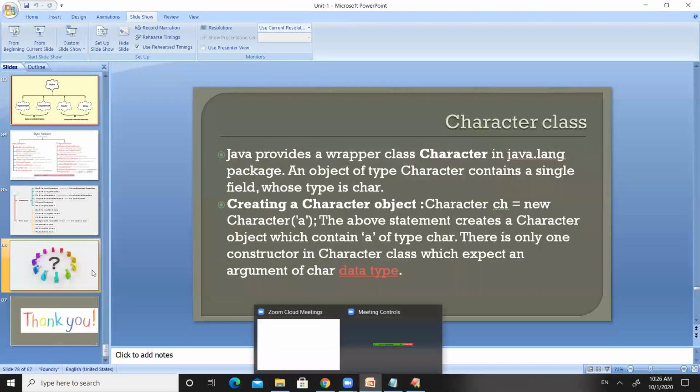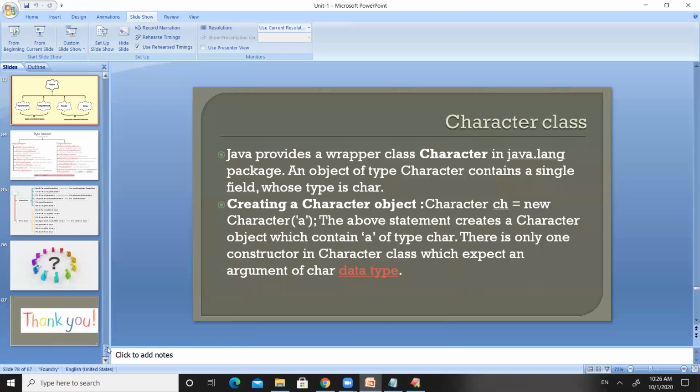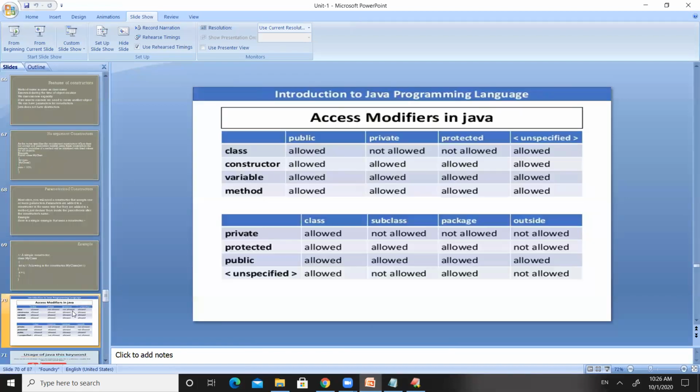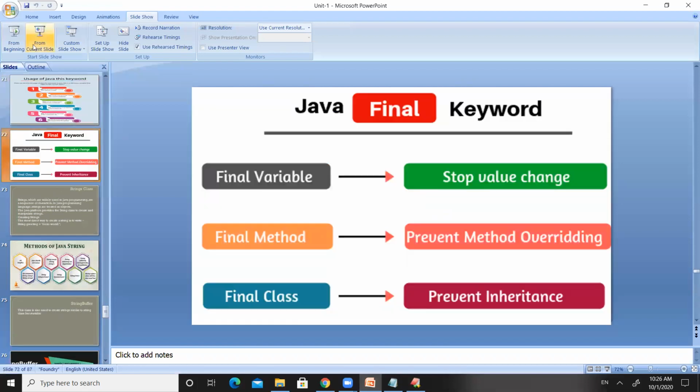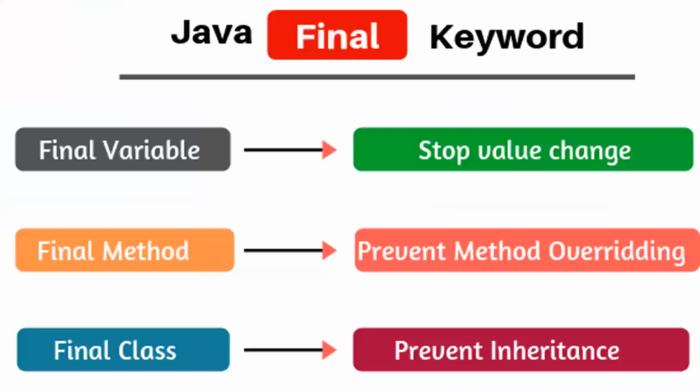So let us see the next keyword in Java, and one more important keyword in Java, that is the final keyword. We can use this final keyword before a variable, before a method, and before a class.